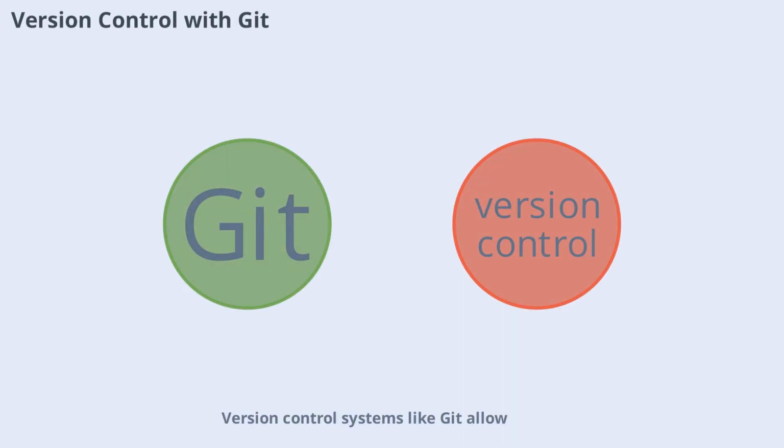Version control systems like Git allow developers to track changes in their code, collaborate with others, and revert to previous versions if needed.